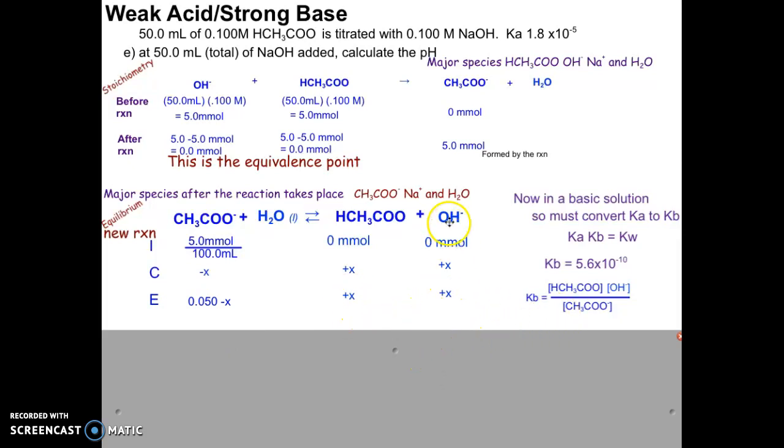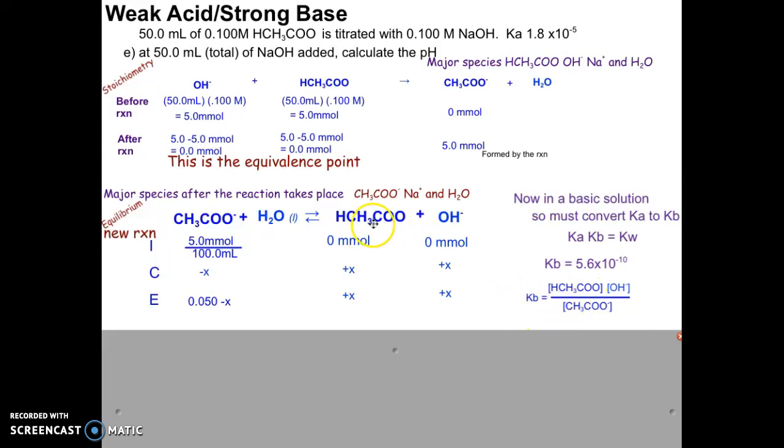The other thing, hopefully you're checking out here, is that we are now in a basic solution because we've got hydroxide. So you got to convert that Ka to a Kb through the Kw equation. So the Kb is 5.6 times 10 to the negative 10. How did I get that? Well, I put 1.8 times 10 to the negative 5 here. I know my Kw is 1 times 10 to the negative 14. So my Kb is 5.6 times 10 to the negative 10. I know I misspoke earlier. This is the correct Kb. And the Kb expression is written right here.